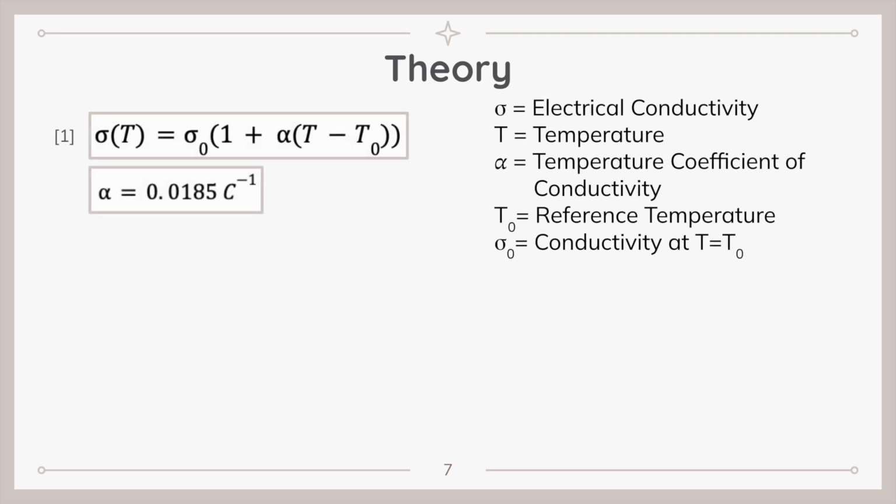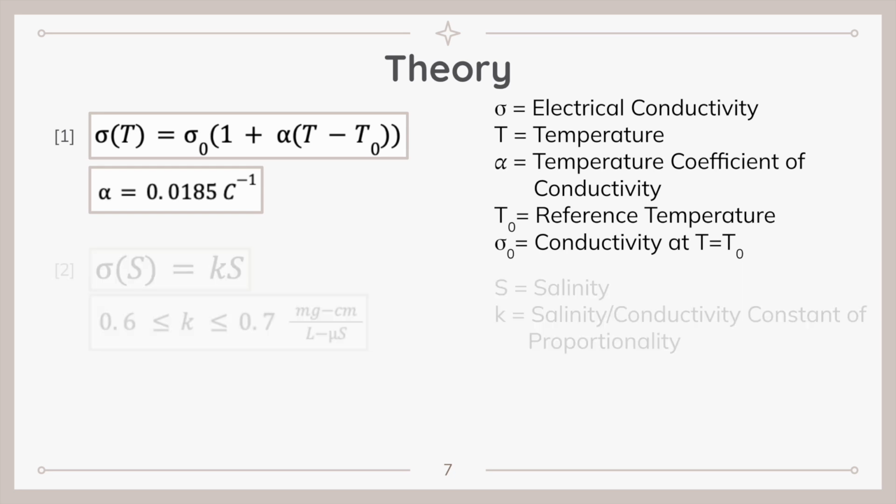First up is an equation that models the conductivity as a function of temperature. Here we can see that the conductivity at some temperature T is dependent on a reference conductivity and temperature, as well as a parameter alpha known as the temperature coefficient of conductivity. For seawater, the value of alpha is approximately 0.0185 inverse degrees Celsius.